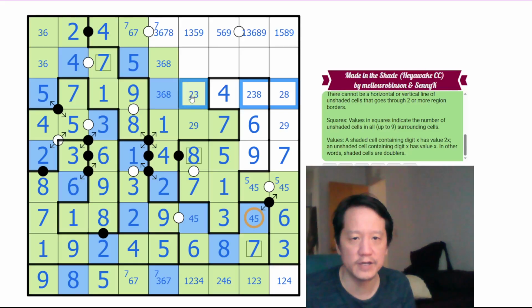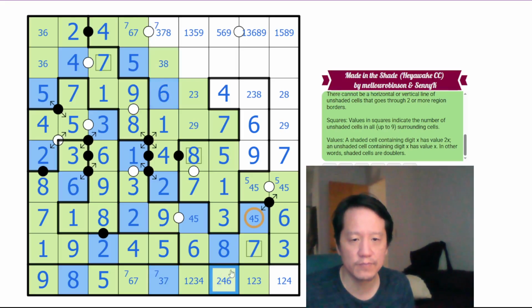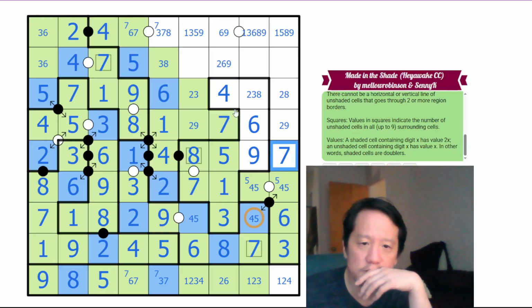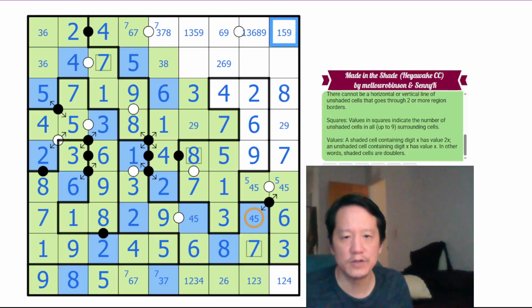We have 2, 3, 8 as a triplet in row 4, 3, which eliminates 2, 3, 8 in the rest of the row. This can't be 3 or 8. It's 6, which eliminates 6 in the rest of the column. This can't be 4 anymore. This can't be 5. The remaining digits in column 7 are 2, 6, and 9. This can't be 3 or 8. It's 2, which makes this 8. It makes that 3.